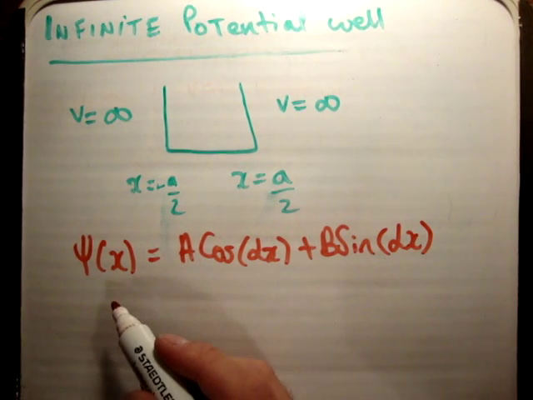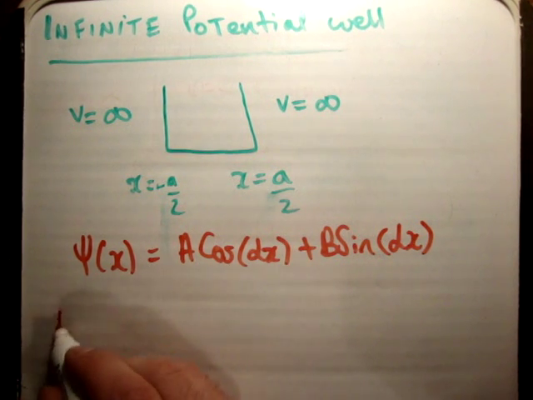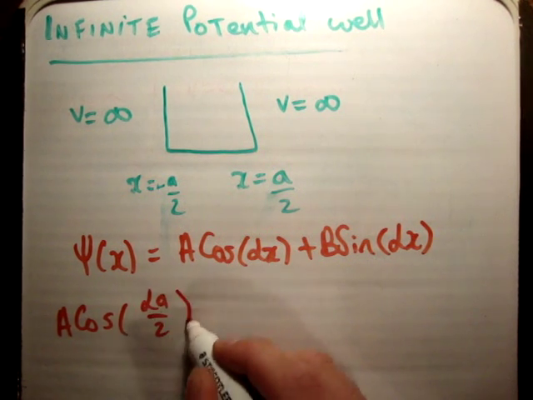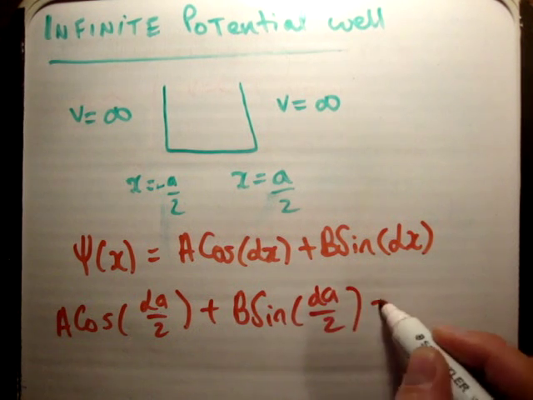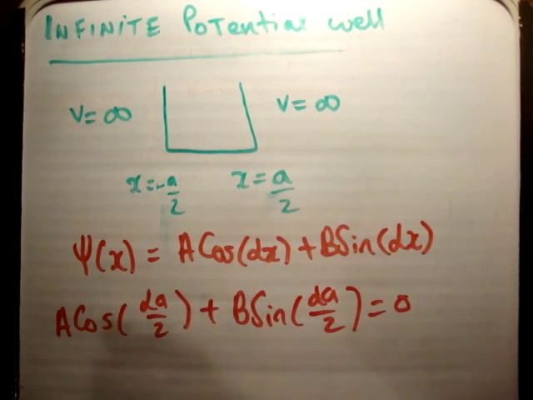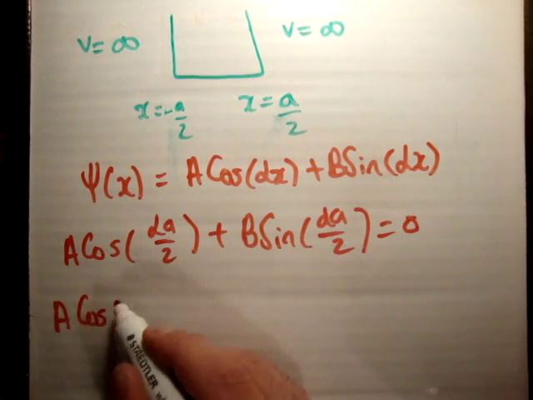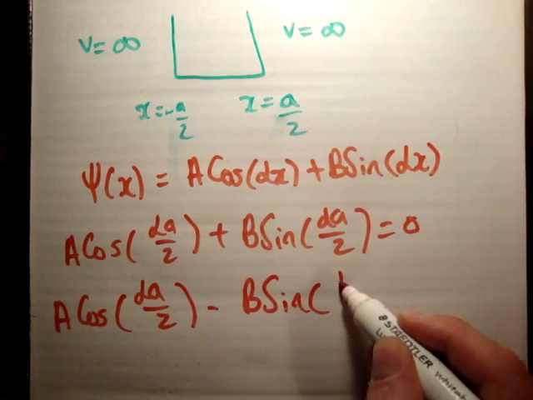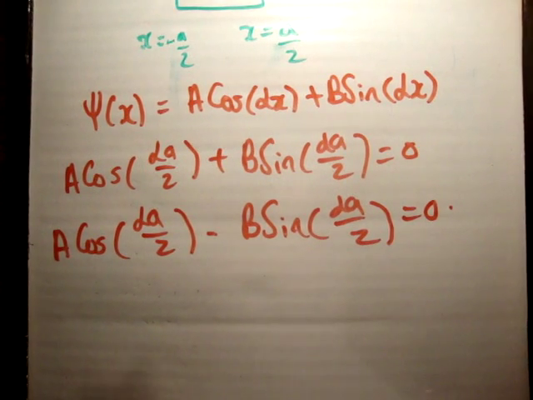Therefore, we need to apply our boundary conditions. And the boundary conditions when applied will be as follows. You're going to get a times the cosine of alpha a over 2 plus b times the sine of alpha a over 2 is equal to 0. That's when you apply x equals a over 2. And similarly you're going to get a times the cosine of alpha a over 2 minus b times the sine of alpha a over 2 is equal to 0. So next thing we need to do is to start solving those, and I'll leave that for you.